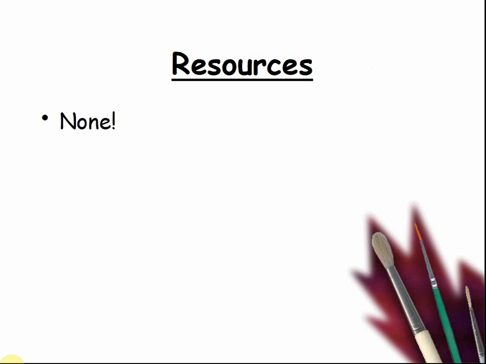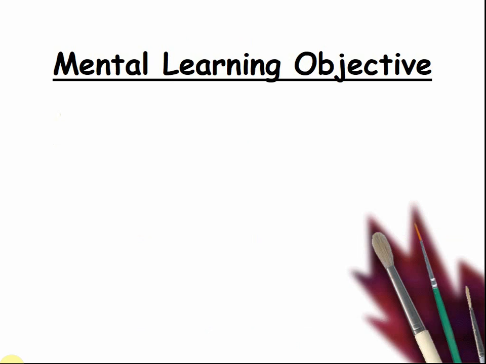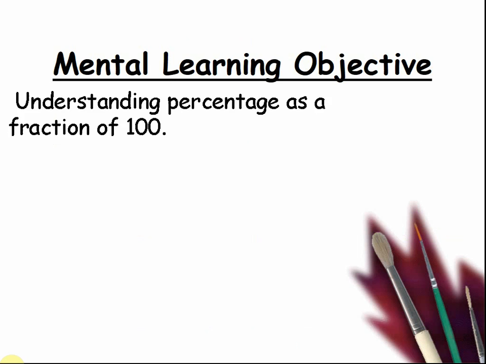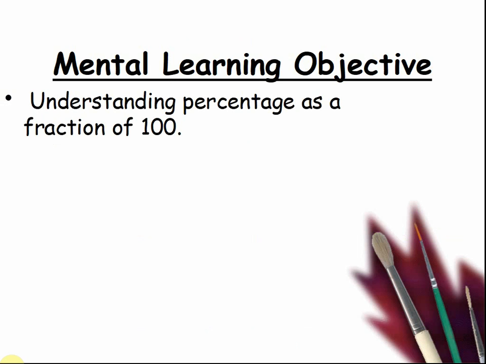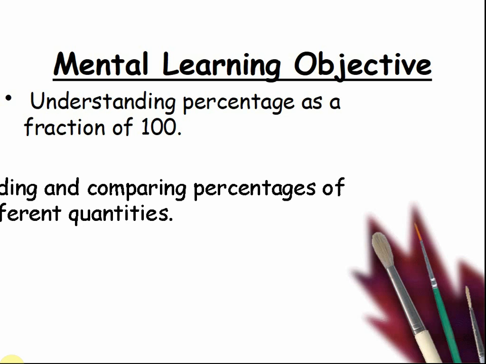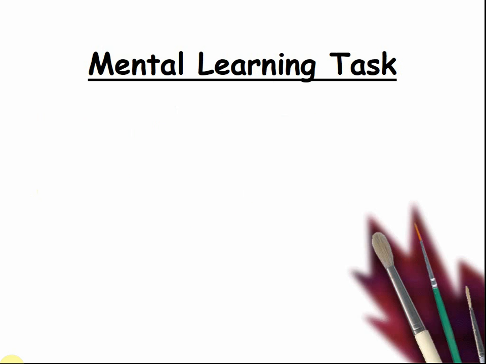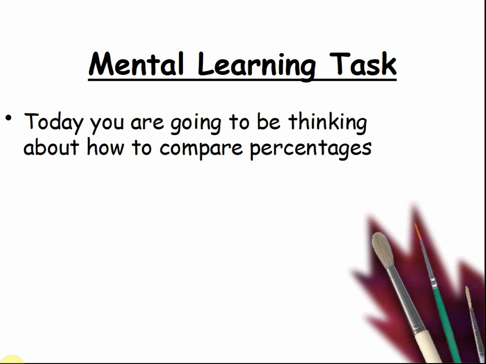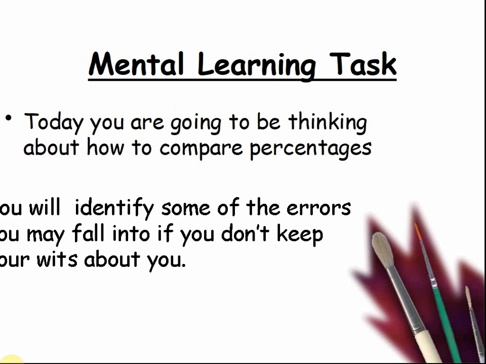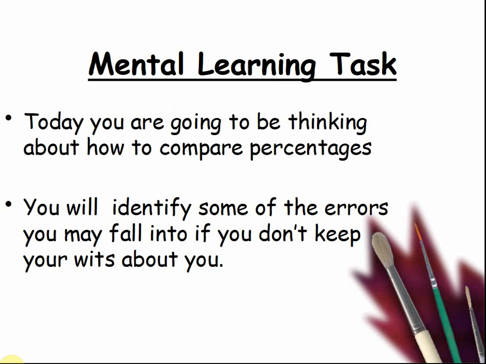Resources: none needed today. Mental learning objective: understanding percentage as a fraction of 100, and finding and comparing percentages of different quantities. Mental learning task: today you're going to be thinking about how to compare percentages. You will identify some of the errors you may fall into if you don't keep your wits about you. You could easily be tricked by numbers.